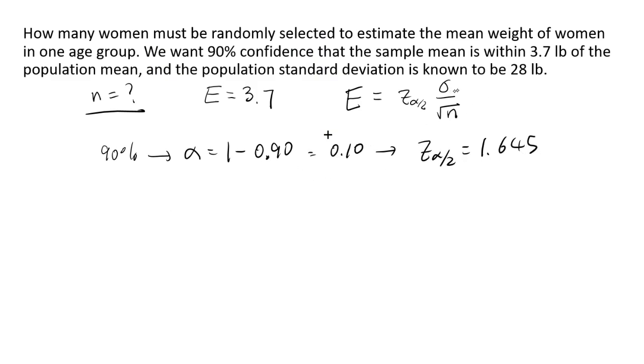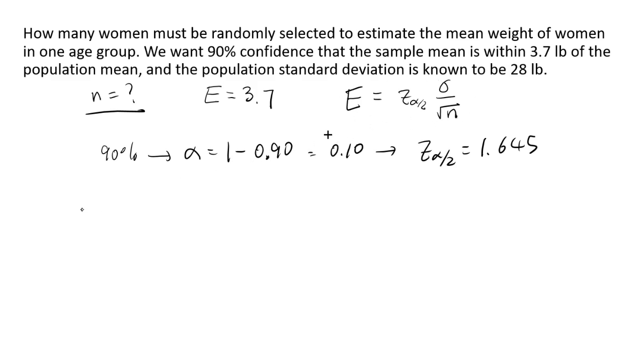And then sigma is given as 28, E is given, so that means you just have to solve this equation for n, right? So let's do that. You have two options. You can either plug in all the values that you've got and then solve for n, or you can solve this symbolically first and then plug in all the values. Usually it's easier to just do it symbolically and then plug in. So let's do that first.